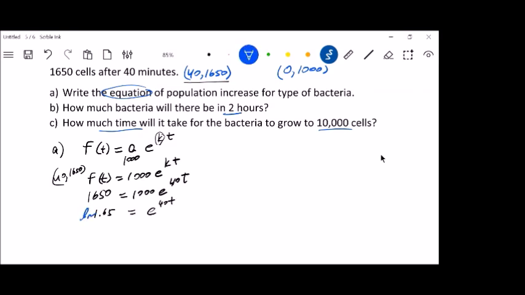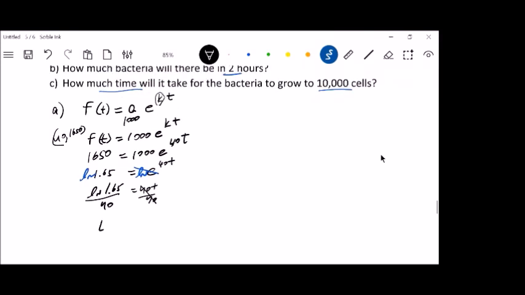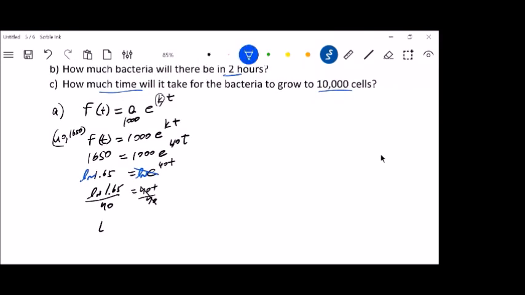This is where we'll apply the natural log. And we get 40k and divide by the 40. Oh, I've been writing t. Hold on. The t is 40, but that means this is k. Because it's the k that we're trying to get right now. And natural log of 1.65 divided by 40 means the k is approximately 0.0125.